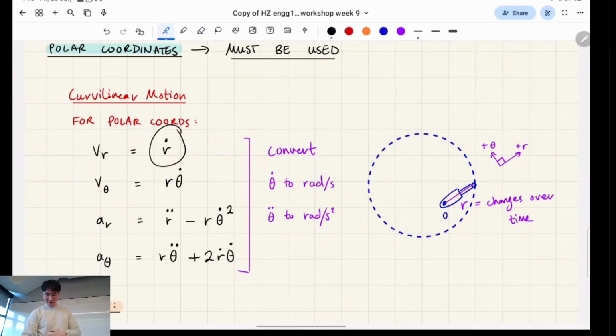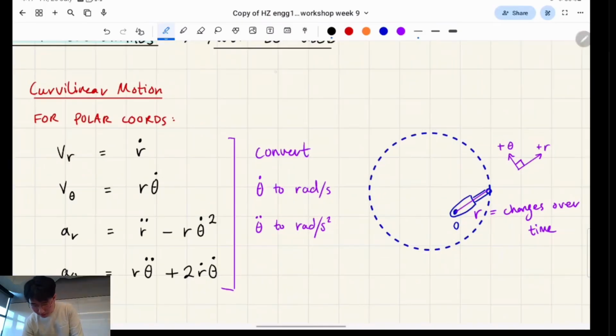Make sure you convert your angle, or change in angle rather, for these formulas, because none of them will directly plug in theta. Convert theta dot to radians per second, and convert theta dot dot to radians per second squared. So that's the change in the angle, and that's the change in the change in the angle, right? Which is like the angular acceleration.